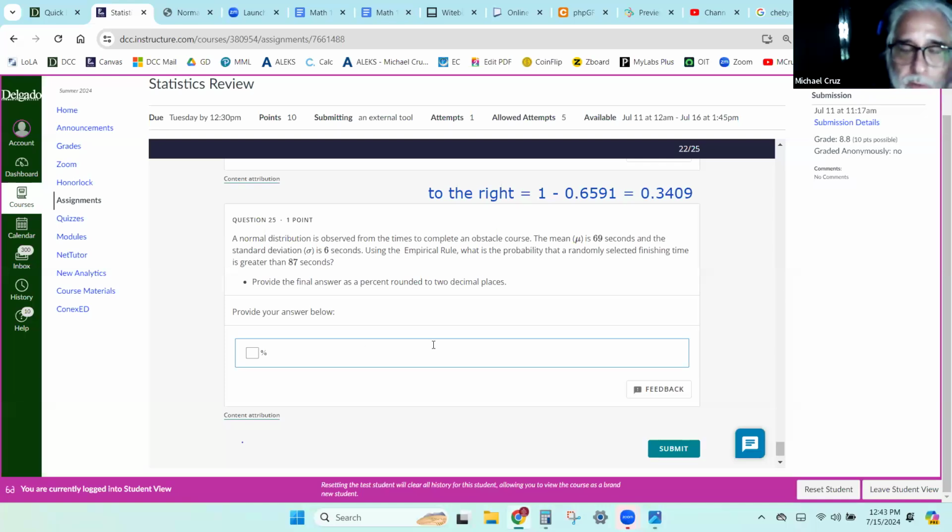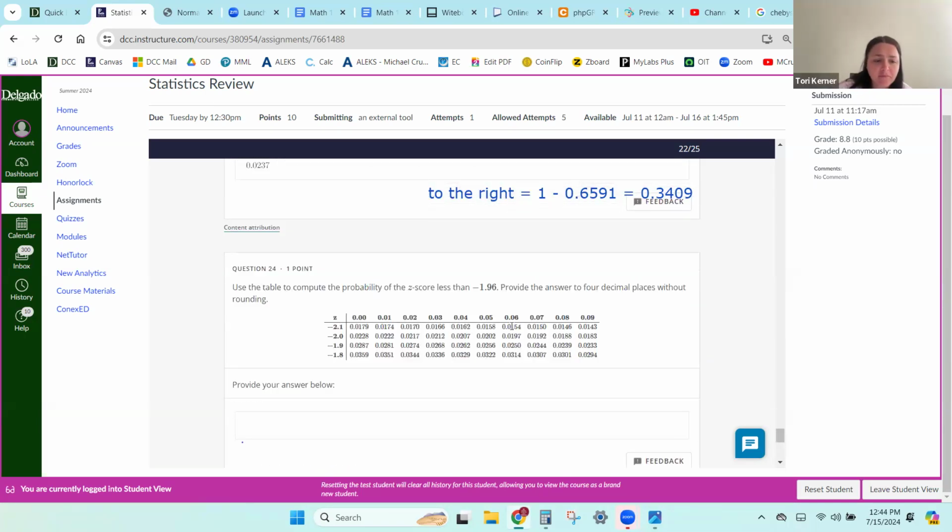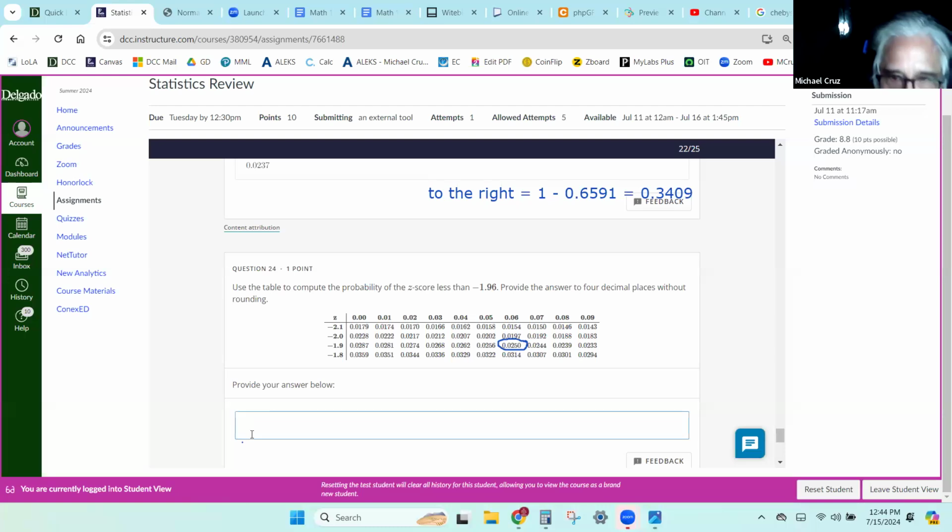All right. A normal distribution is observed from the times to complete an obstacle course. Use the table to compute the probability of the z-score less than negative 1.96. So this is just the value straight from the table. And that's essentially just the value from the table.